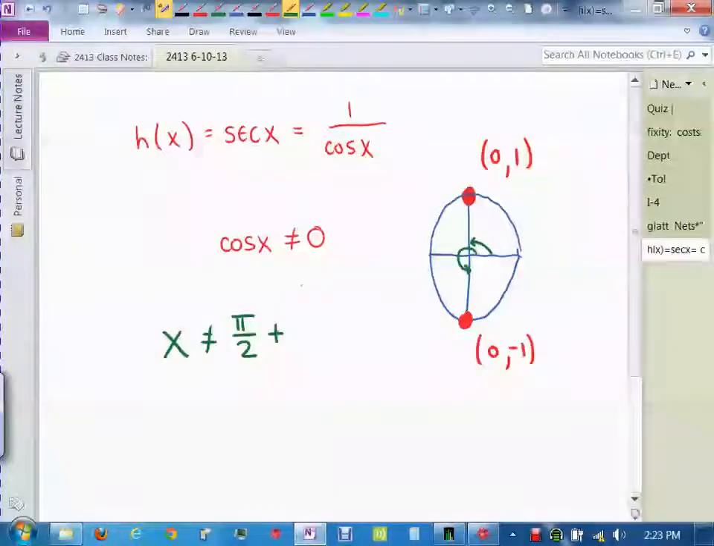Plus, what do we say? A half rotation would screw things up, right? What's a half rotation? Pi. That's 180 degrees. So if I add pi, that would be bad, wouldn't it? How many times could I do a half rotation, though? As many as I want, right? So you can either use a k here or an n, which is the standard notation.